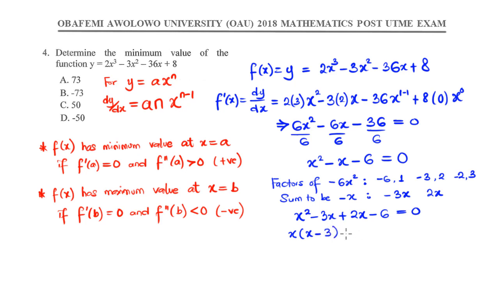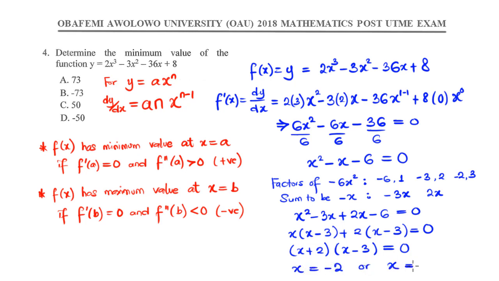Now for the first two entries, x is common. So we have x into x minus 3. And in the second set, 2 is common. So we have 2 into x minus 3. That means our factors are going to be x plus 2 and x minus 3. These are the two factors of the quadratic equation, meaning that x is equal to minus 2 or x is equal to 3.